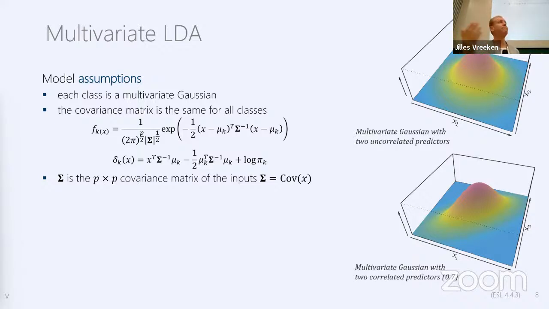At the top, equivariant in both directions, right? Basically, it's a very undecided Gaussian. In the bottom, well, the predictors are correlated. Of course, if the predictors are correlated, we want LDA to be able to fit this, so we should allow this, of course.